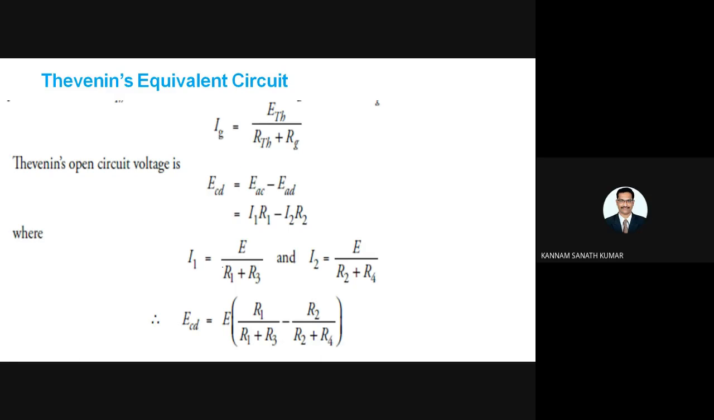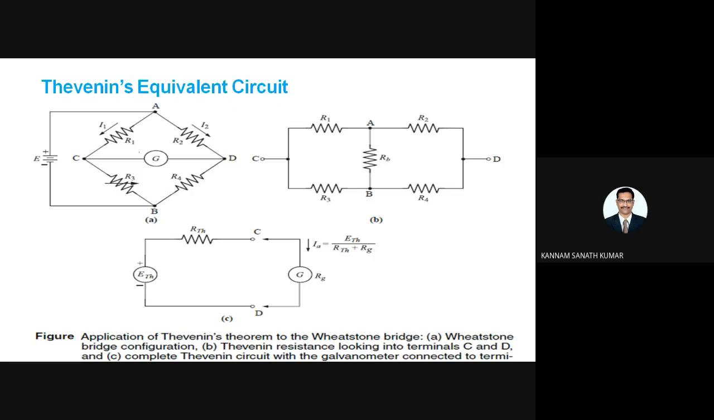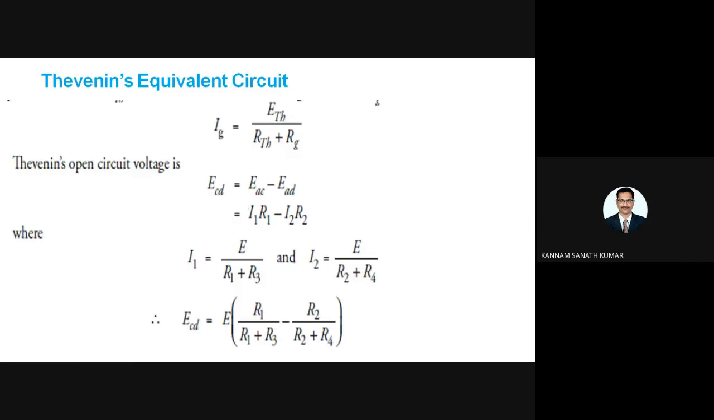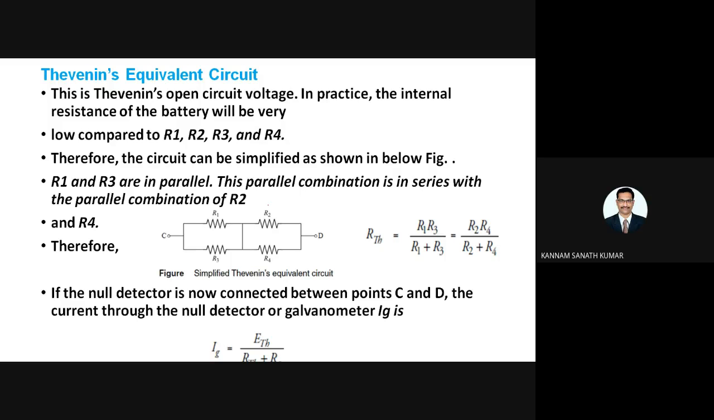But I1 equal to what? I1 equal to E by R1 plus R3, and I2 equal to E by R2 plus R4. So ECD equal to E into R1 by R1 plus R3 minus R2 by R2 plus R4. So as you know, this is Thevenin's open circuit voltage.